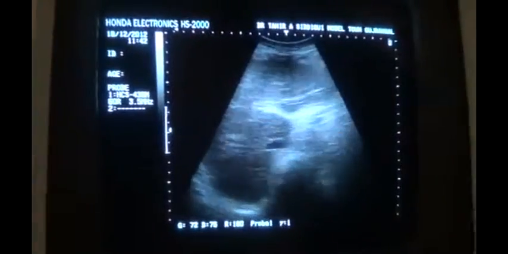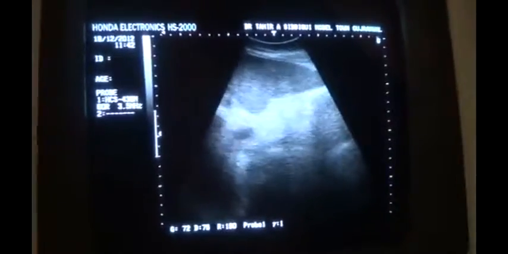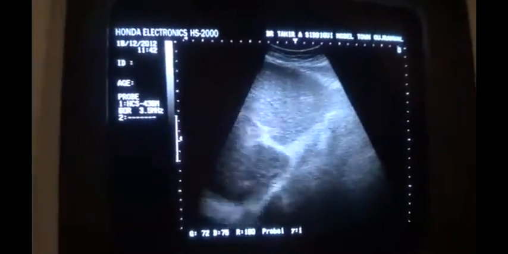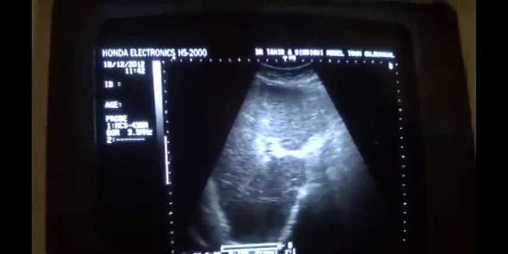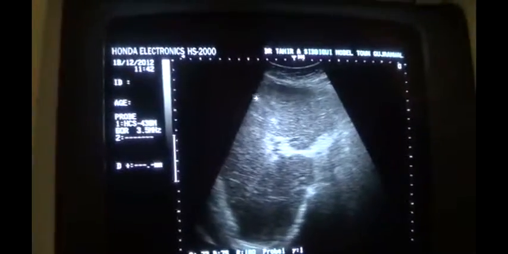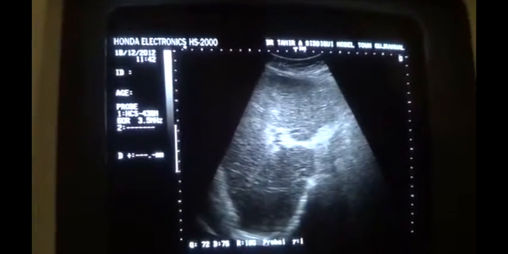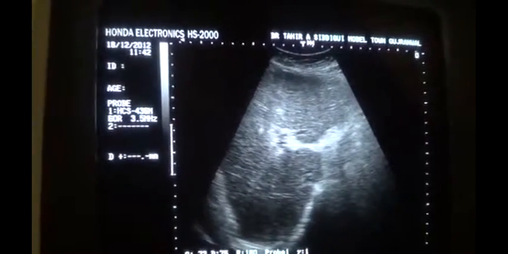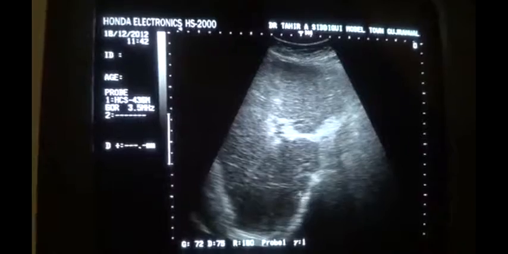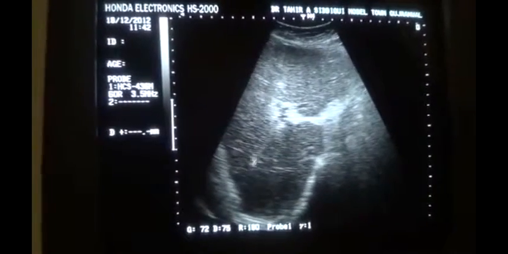This is a transverse section of the liver and that of the left lobe of the liver, regarding the parenchymal study of the liver. Now you see that the liver shows diffuse increased parenchymal echogenicity with coarseness all over. Coarse texture is seen.